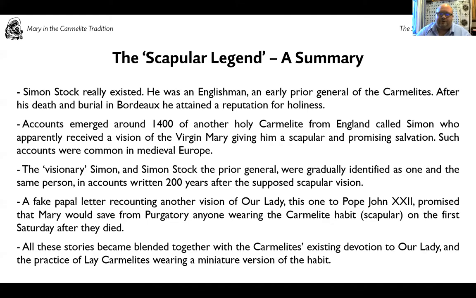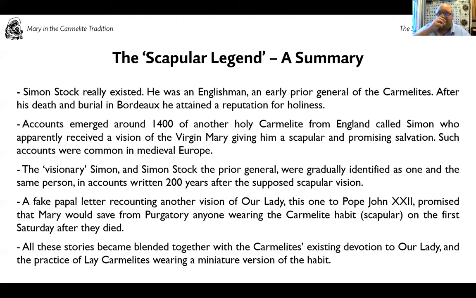Accounts emerged around 1400 of another holy Carmelite from England called Simon, who apparently received a vision of the Virgin Mary giving him a scapular and promising salvation. We know that such accounts were common in medieval Europe. This visionary Simon and Simon Stock, the prior general, were gradually identified as one and the same person, but only in accounts written 200 years after the supposed scapular vision.